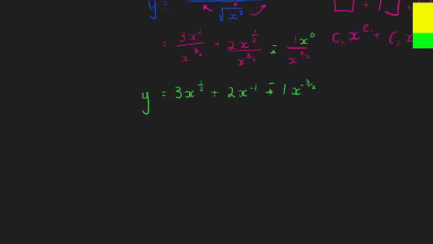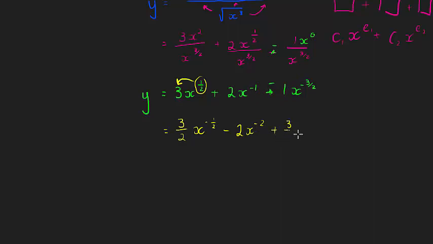Hopefully you know that in order to take the derivative, we take the exponent, multiply it to the front, and then subtract 1 from the exponent. So 3 times a half is 3 divided by 2. x to the a half minus 1 is negative a half. This time negative 1 times 2 is negative 2. x to the minus 1 is minus 2. And then finally this negative times negative is positive 3 over 2. x to the minus 1.5 minus 1 is minus 2.5, or x to the minus 5 over 2. And there's the final answer.